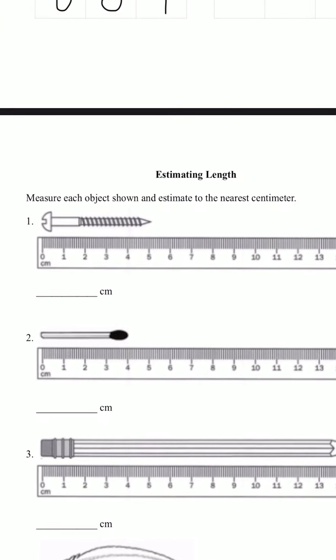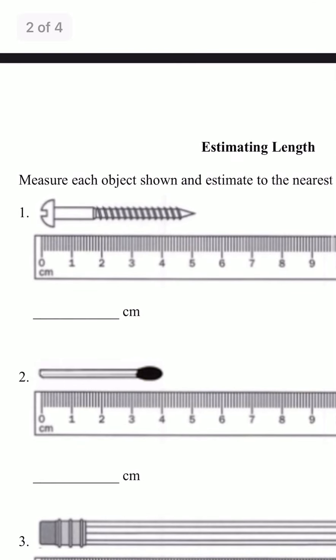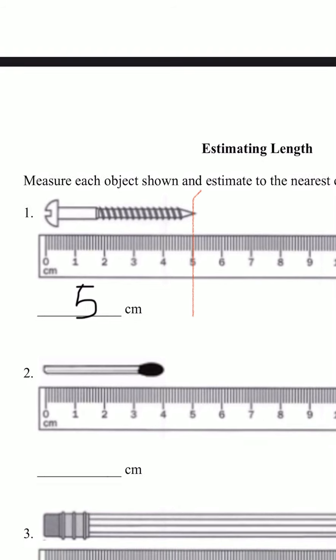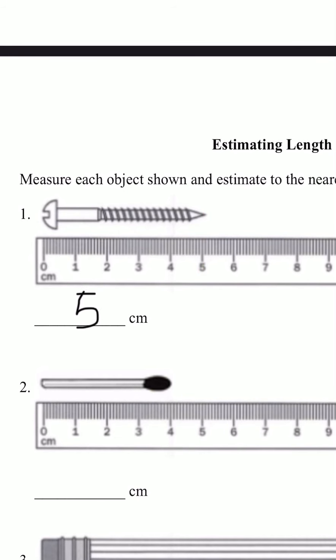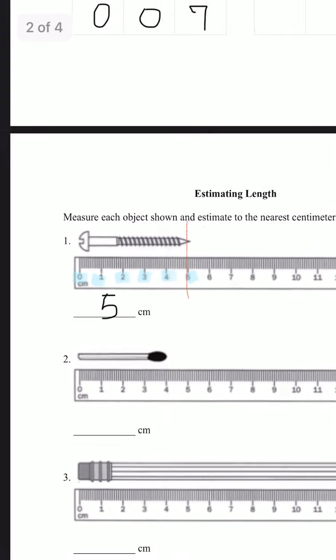Measure each object shown and estimate to the nearest centimeter. Okay, so when we look at the first one, it starts at 0, right? So we're just gonna look at where it ends. So it ends at 5 centimeters. So it is 5 centimeters long. Okay, and if you just count it, it's also going to be the same because here we start at 0. Now 1, 2, 3, 4, 5, and it ends at 5. So it is 5 centimeters.